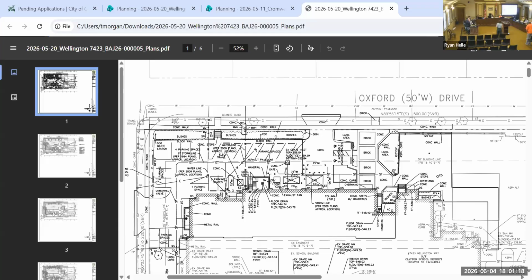Let's see if there's anybody who wants to put forth a motion to approve any of these variances. Is there a motion? Hearing none, applications have failed.